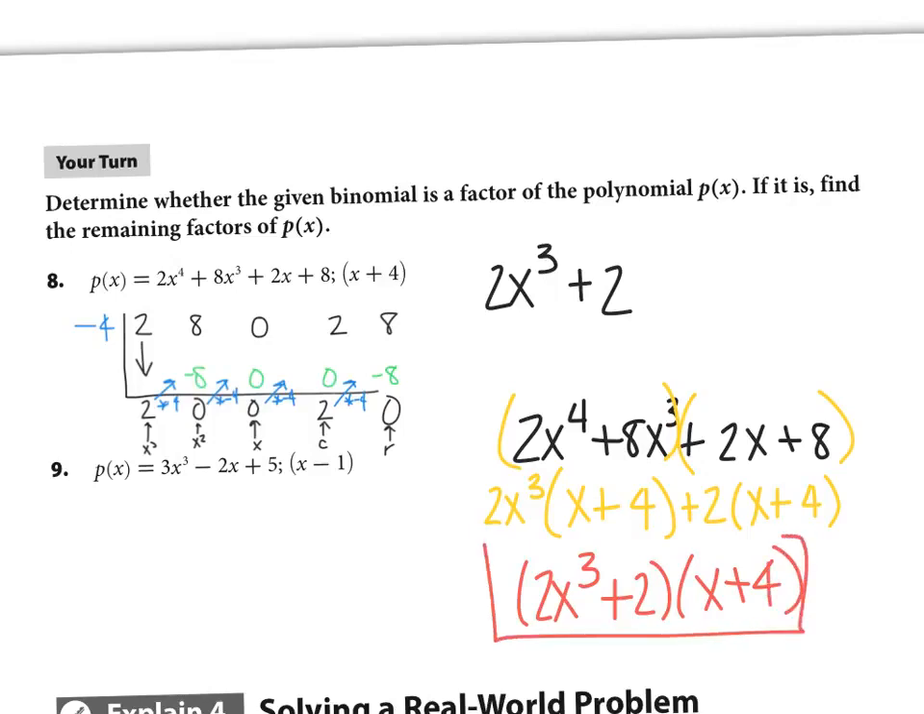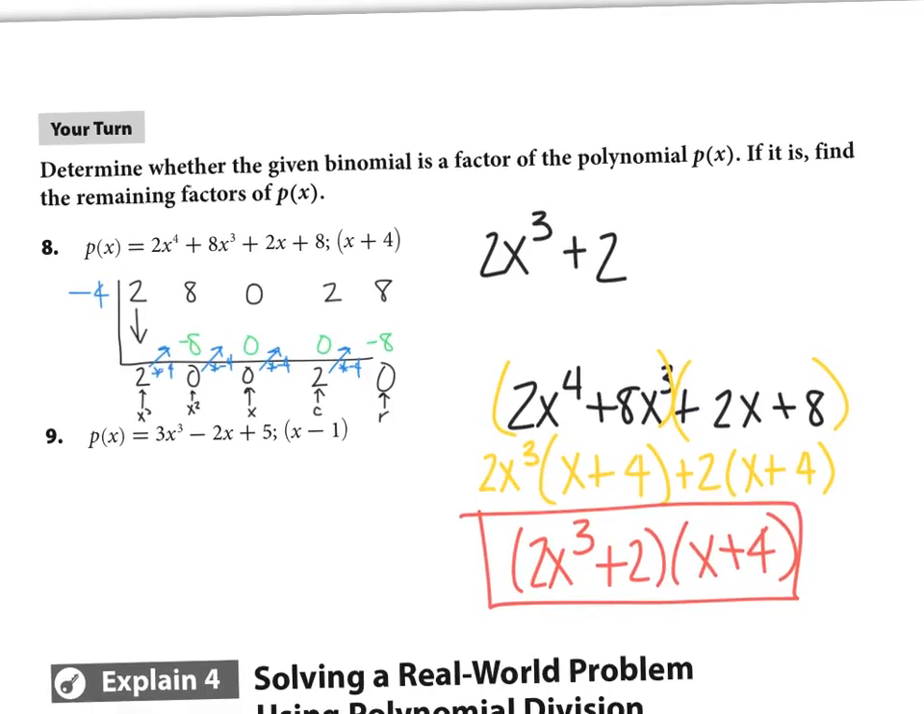Honestly, I would love to go right now. What do you notice about that factorization? You can take something else. For real? You could technically GCF again. You could factor out a 2. But here's what I want you to notice. When I divided by x plus 4, I was left with 2x cubed plus 2. So the reason I got a remainder of 0 was because that means it actually factors.